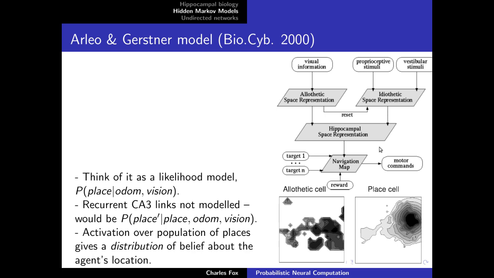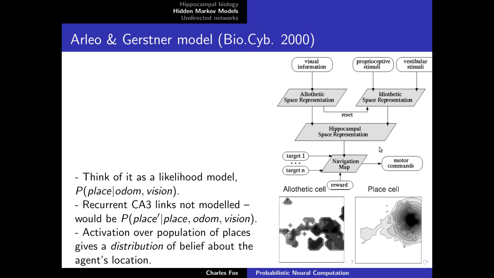So it's interesting that they didn't bother putting in the recurrent connections in this model. If you really wanted to make a hidden Markov model, you'd then go and extend this. You'd say, I want to condition my place now on the previous place, as well as conditioning on the data, and you'd probably get much better navigation results if you did that. That would be an interesting one to try.